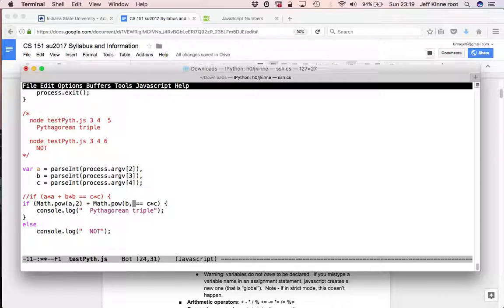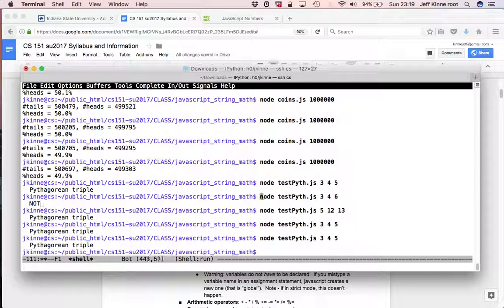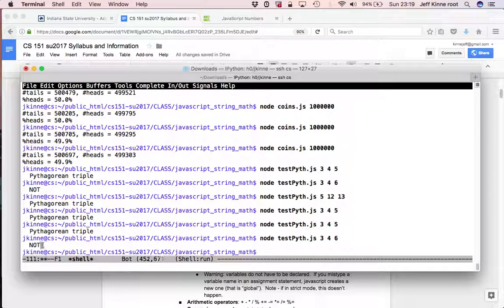Math.pow b, 2 and Math.pow c, 2. So if we had some equation using some other powers, we could use that method, and it should still say 3, 4, 6 is not.